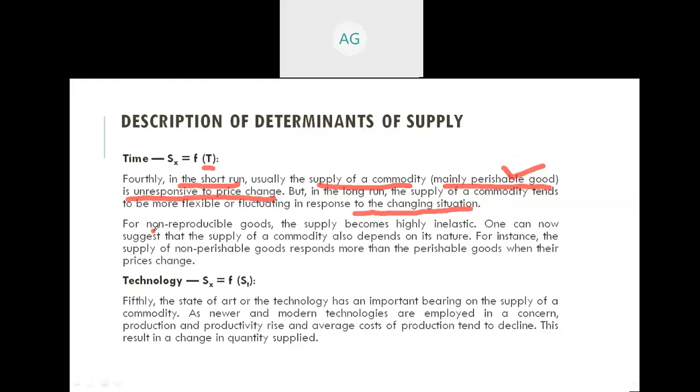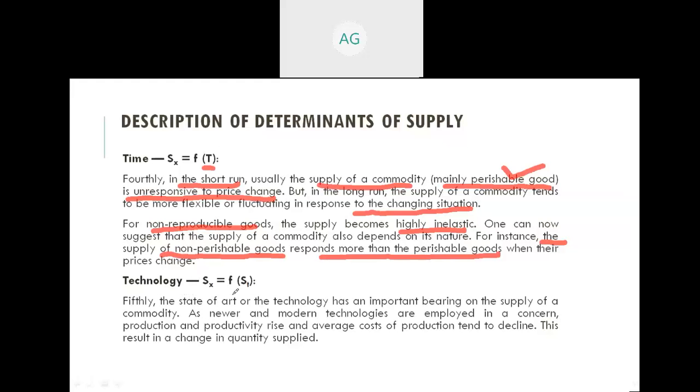For non-reproducible goods, the supply becomes highly inelastic. So one can suggest that the supply of a commodity also depends on its nature. For example, the supply of non-perishable goods, meaning the products which are not affected by time, responds more than the perishable goods when their prices change. So with the time determinant, the supply is also affected in the cases of perishable goods and non-perishable goods.